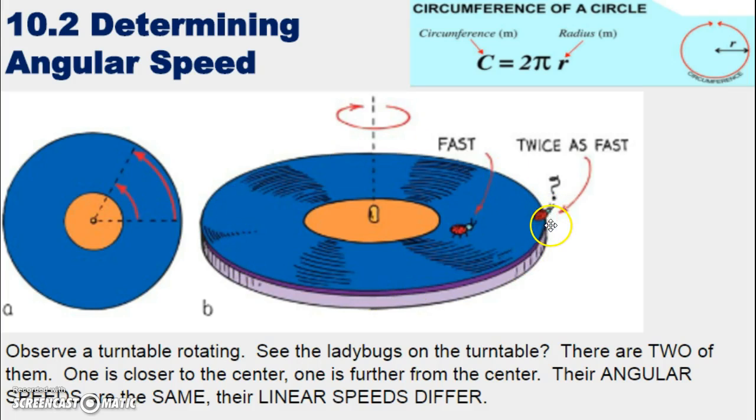The one further out travels a larger circumference. Look at this picture here. Larger distance, same amount of time, so it is traveling faster. It traveled a greater total distance, so its linear speed is going to be greater. Their angular speeds are going to be the same. So the greater the circumference, meaning the further from the axis of the revolution, the faster the object is traveling.